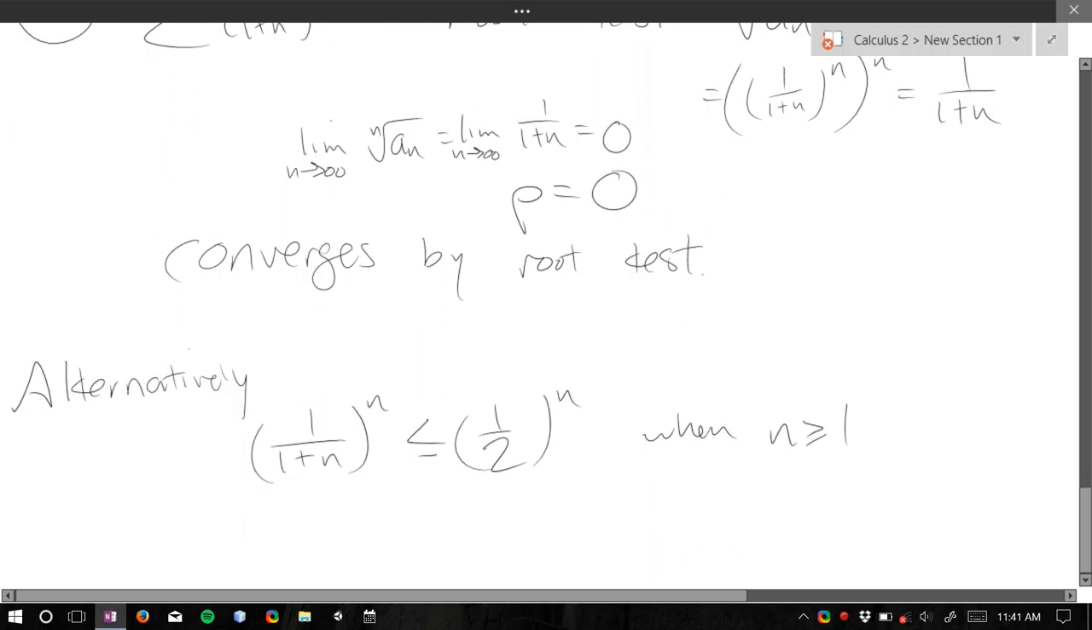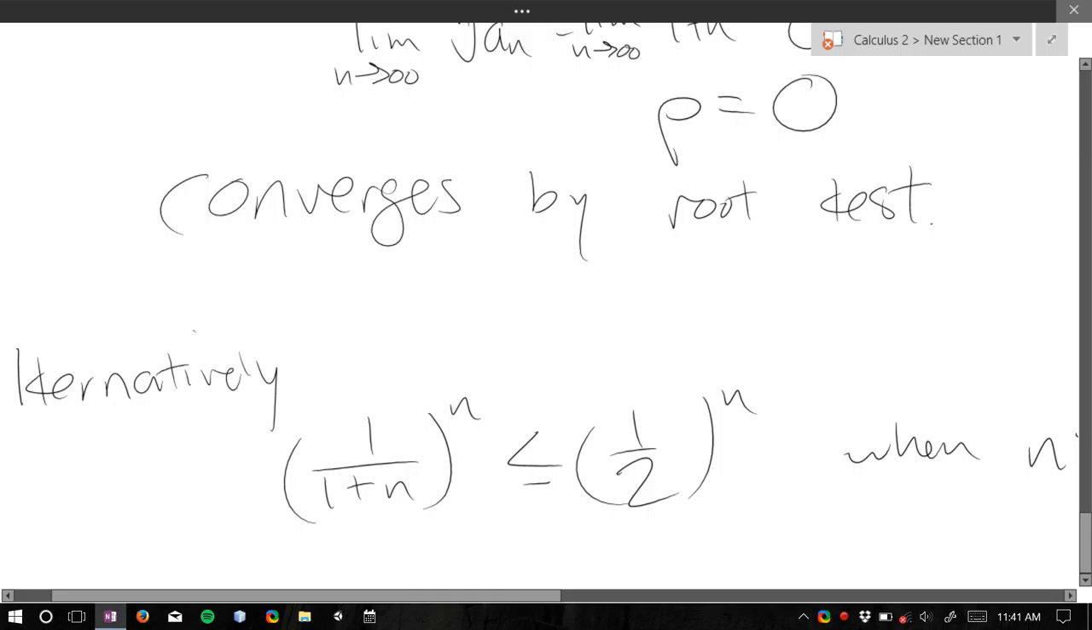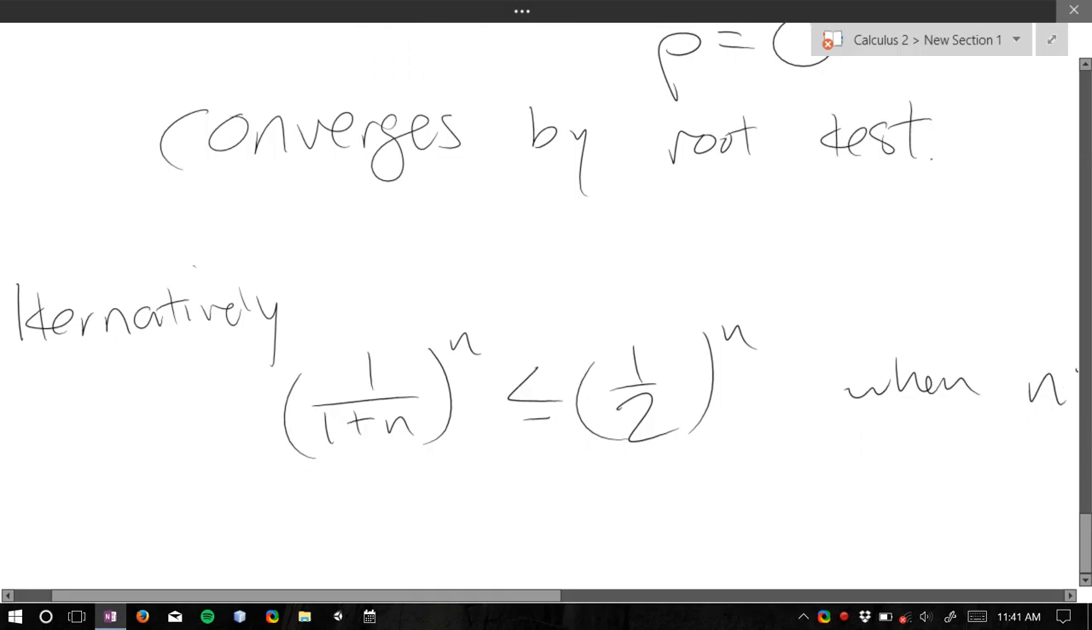There is another way to solve this. I made an estimate here. When n is big, this is definitely less than or equal to 1 over 2 to the n. So when n is 1, these are equal. When n is 2, this is 1/3. It is smaller than 1/2. And when n is 3, it's even smaller, even smaller, even smaller.